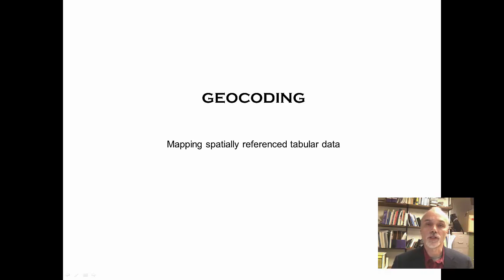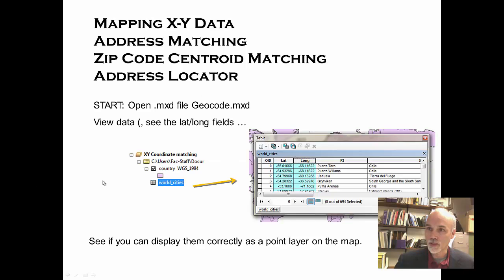This week we're going to be looking at geocoding. Geocoding is the process of taking data from a table and making a map out of it. We've done this before, probably, with XY coordinates, latitude and longitude, and you'll recall that latitude and longitude need to be in decimal degrees. If they're in sexagesimal degrees, it won't work. The conversion from sexagesimal to decimal can be a little bit arduous.